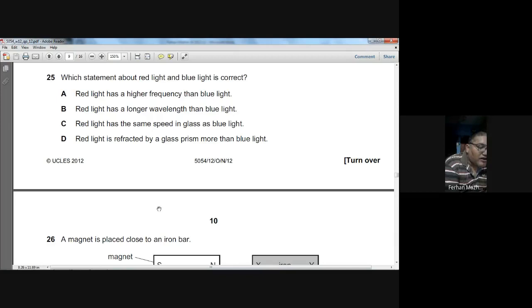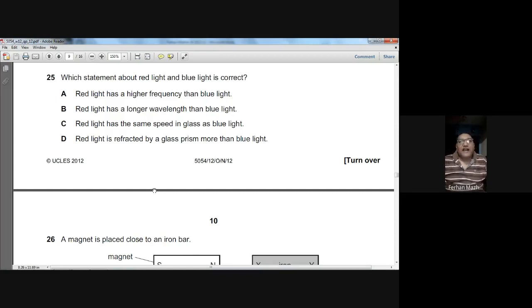red, orange, yellow, green. We say Roy, R-O-Y-G, Biv, B-I-V. Red, orange, yellow, green, blue, indigo, violet. As you move down in this list, what happens? The wavelength decreases. As you go down, the frequency increases.